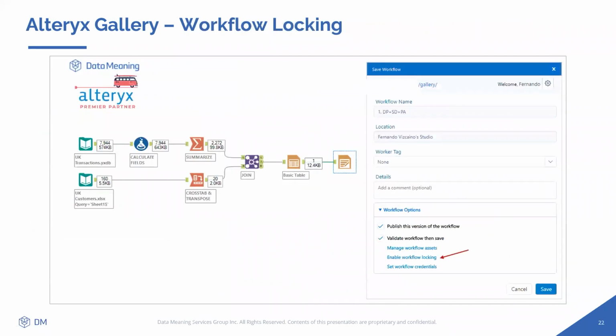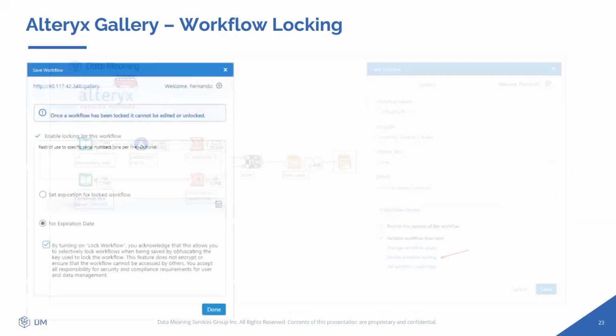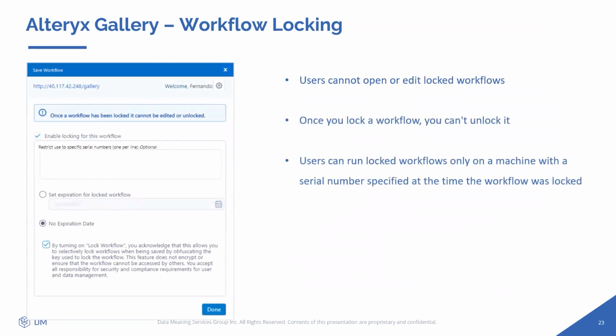All right, next option, enable workflow locking. So the idea here for this part is that users now, if you lock your workflow, cannot open or edit these workflows. So you have this function on designer also, but you have the same option on the server. And it's very important, once you lock a workflow, you can't unlock it. So it's very important for you to save a copy of that workflow before doing this, okay?